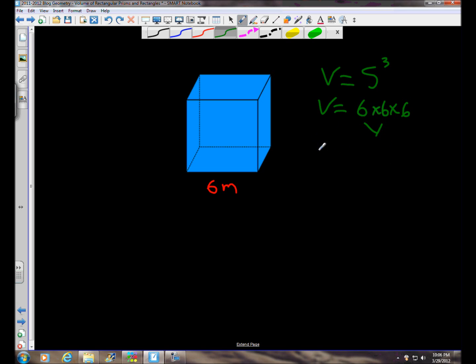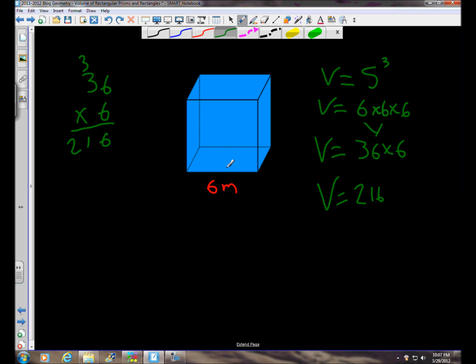So volume equals 6 times 6 is 36 times 6. Let's use the traditional method this time. 36 times 6. 6 times 6 is 36. 6 times 3 is 18, 19, 20, 21. So we have a volume of 216. And our unit this time was meters. So we have 216 meters cubed, or cubic meters. That's a pretty large cubic container.